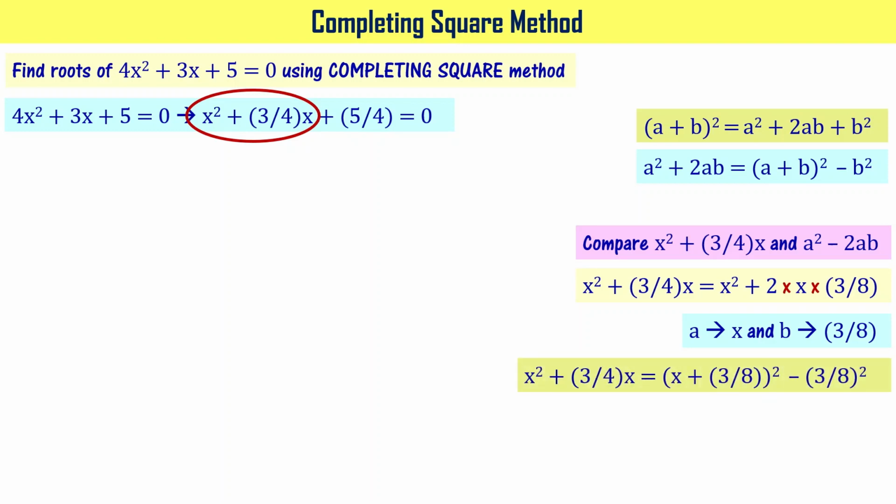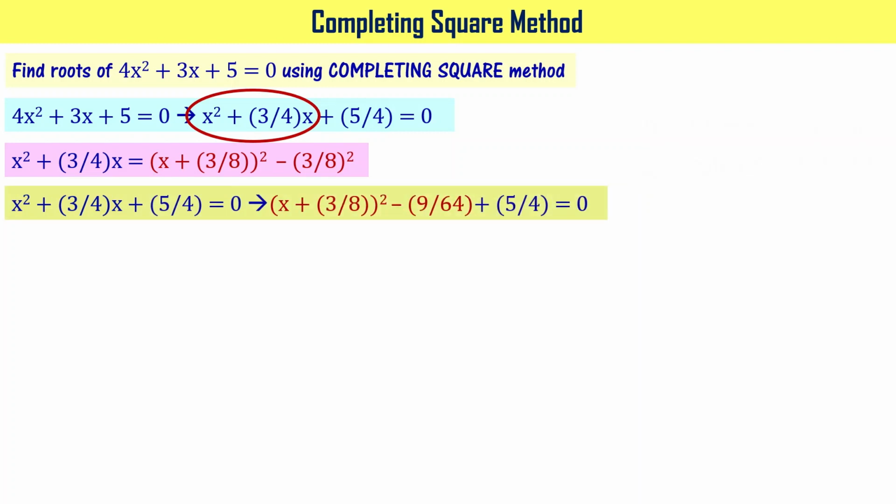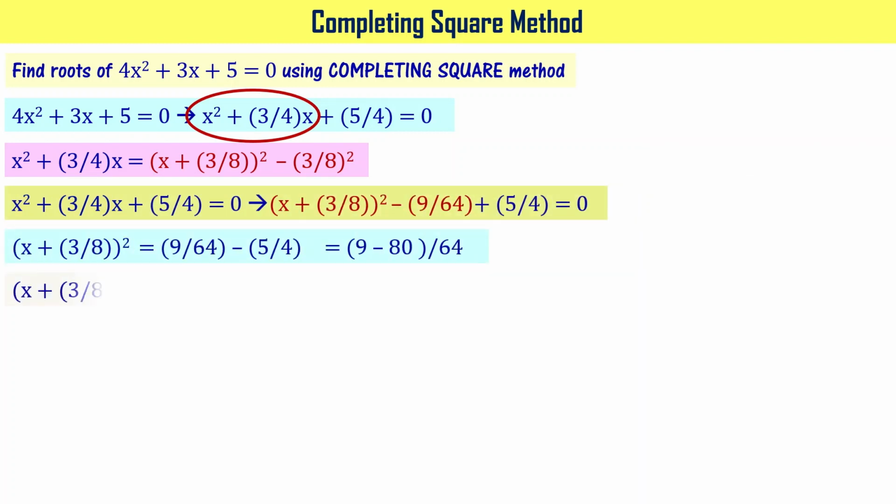It means x square plus 3 by 4x can be now written as (x plus 3 by 8) whole square minus (3 by 8) whole square, right? Let's take a note of that and substitute this into the original equation, that is x square plus 3 by 4 times x plus 5 by 4 equal to 0. When you do that and simplify, you get (x plus 3 by 8) whole square equal to minus 71 divided by 64. You observe here, x plus 3 by 8 now can be written as square root of minus 71 by 64.